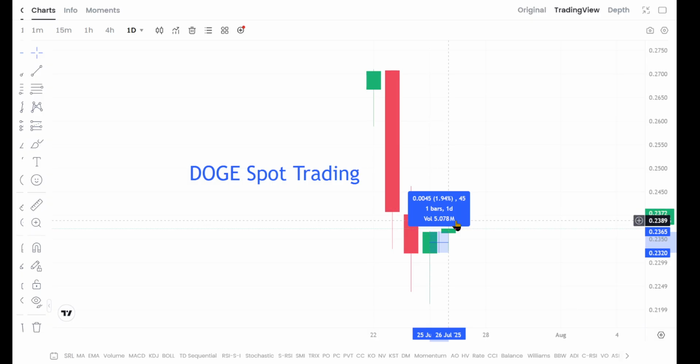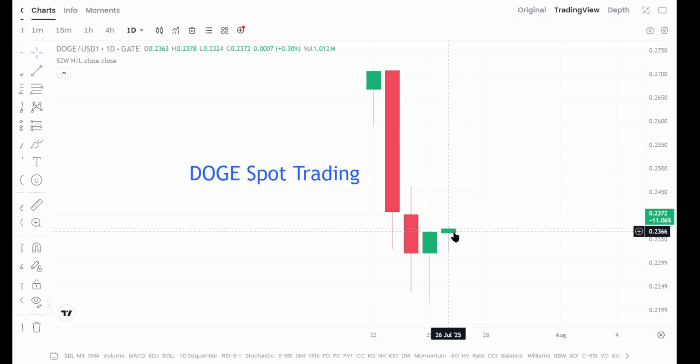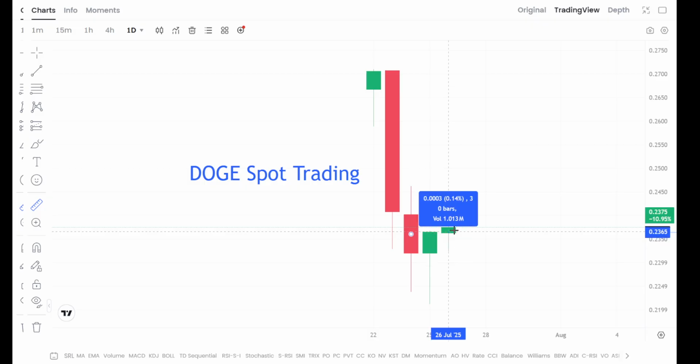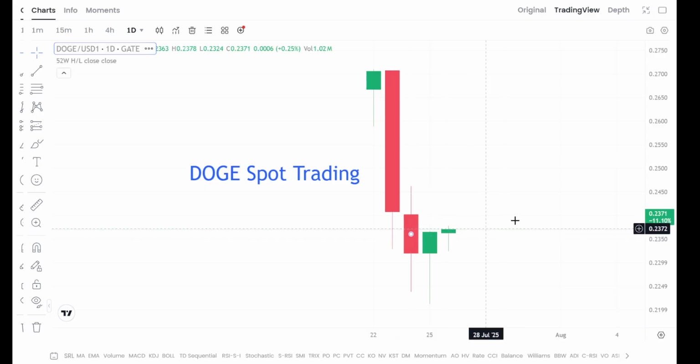5.078 million doggy has been traded, and today the market price had increased. Today the market price of doggy was open at 0.2365 USDT, and market price went up and was closed at 0.2371 USD1, and it is a 0.008 increase in USD1. It is 0.36%. 9 USD1 was the profit, and 1.02 million doggy has been traded in the one day.